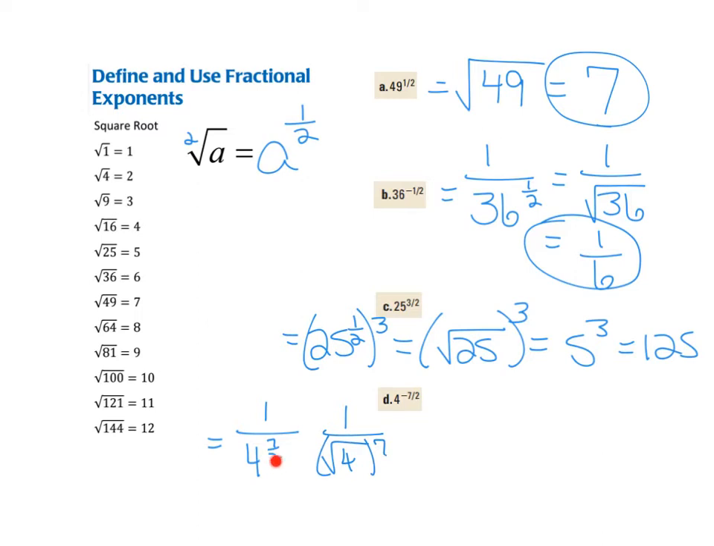This is the root. That means take the square root. The top number means raise it to that power. So the square root of 4 is 2. We're going to raise that to the 7th power. I'm going to use my calculator, my power button, and I get 1 over 128. Look at those examples carefully. Make sure you understand where all the steps come from.